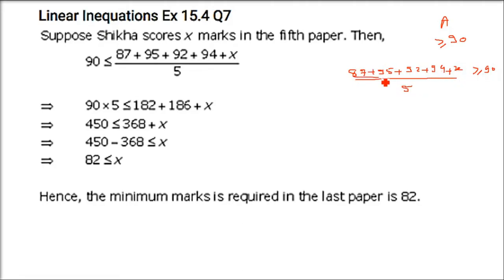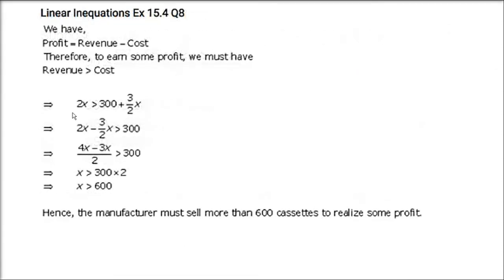Multiply both sides by 5, add these 4, so that will be 368 plus x, and 5 multiplied by 90 is going to be 450. Now take 368 to the right hand side, x should be greater than or equal to 82. So the minimum marks required by Shikha in the last paper is 82 and above. If she gets 82, it is okay. If she gets 86, that's also okay.